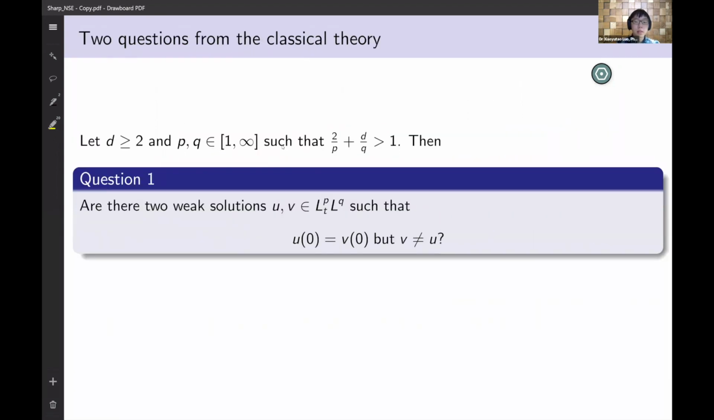So from the classical theory, we can ask two questions. The first question is whether weak solutions in this type of L^p-L^q class, but below this regularity threshold, are unique. Here the initial data is understood in the sense of mild formulation. So this may not be attained in the usual L^p sense, but sometimes in the sense of distributions. So whether there are two different weak solutions with the same initial data. This is question one.